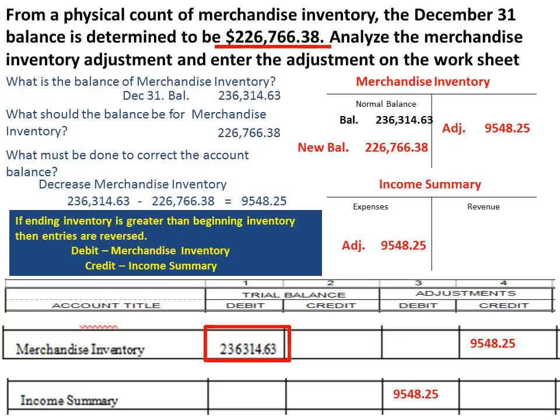Oh, before I get going, one last thing I forgot to mention. If the ending inventory is greater than the beginning inventory, then the entries are reversed. So in this case, if let's say the beginning balance was $236,000 and the balance should be $246,000, instead of a credit entry like we have here, it would actually be a debit entry, and income summary would be reversed as well if there was a larger ending inventory.